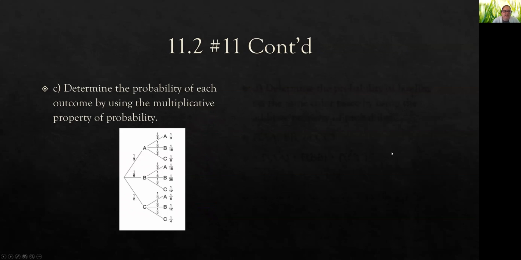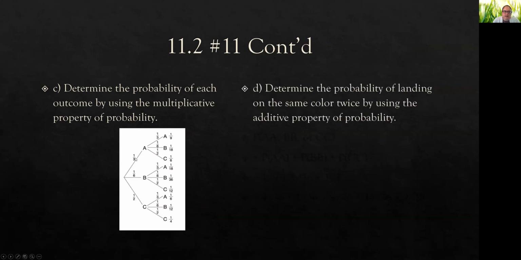Part C says determine the probability of each outcome by using the multiplicative property of probability. Okay, so getting an A followed by an A, we multiply 1/3 times 1/3, and that gives us 1/9. To get an A followed by a B, we multiply 1/3 times 1/6, and that gives us 1/18. To get an A followed by a C, we multiply 1/3 times 1/2, and that gives us 1/6. So these numbers at the end, we get by multiplying.